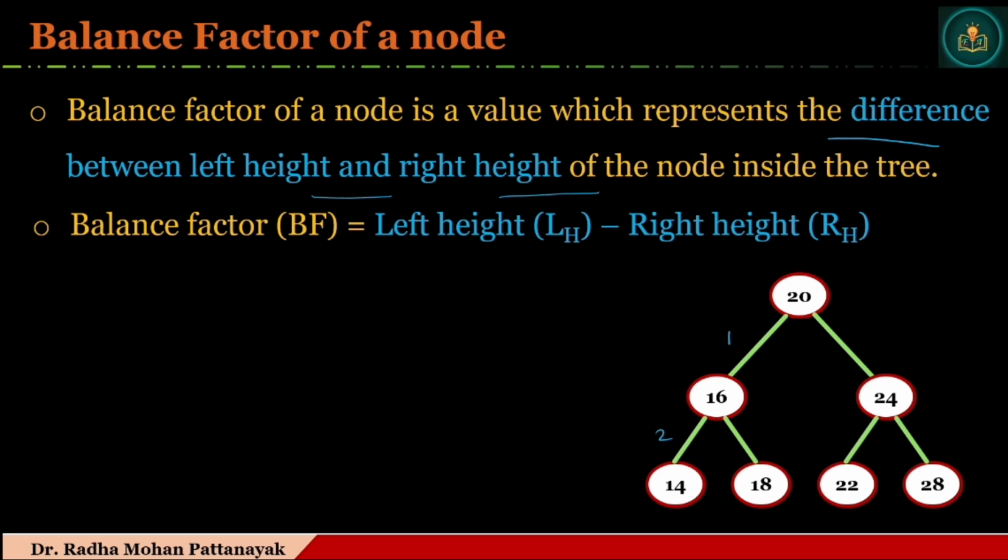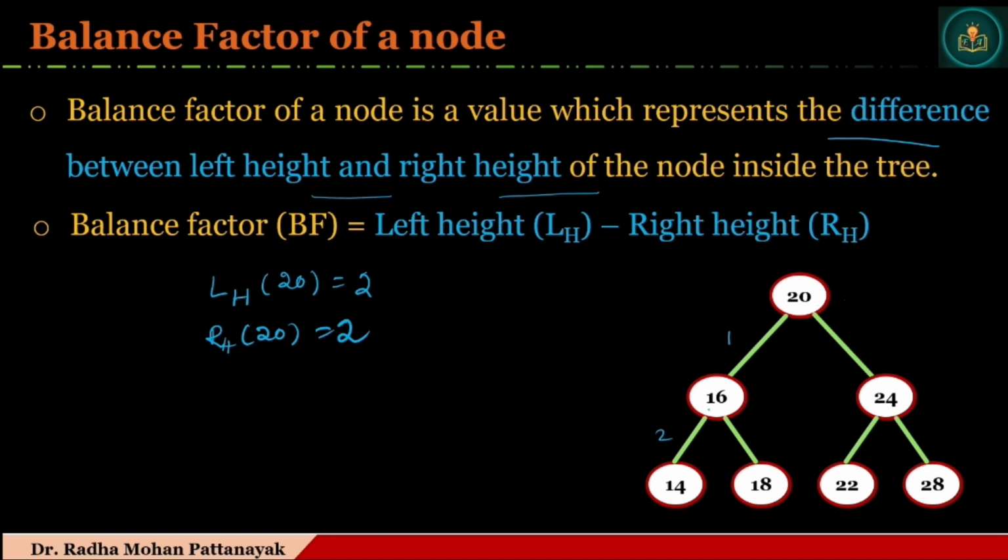So in this way, if you calculate the left height of 20, you can see here to reach 14, the total path is 2. Similarly, to reach 18, the total path covered is also 2. So left height of 20 equals 2. Similarly, what is the right height of 20? To reach 22, what is the maximum path covered? 2. Similarly, to reach 28 from 20, what is the maximum path covered? 2. So right height of 20 is also 2. So what is balance factor? The difference of left height and right height value of a node represents the balance factor.